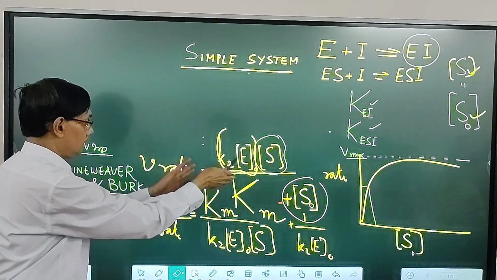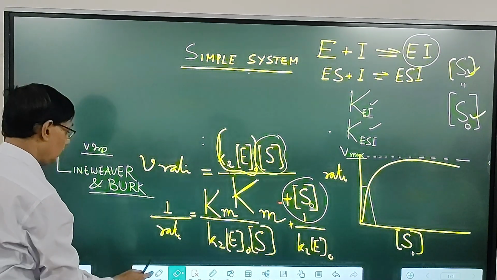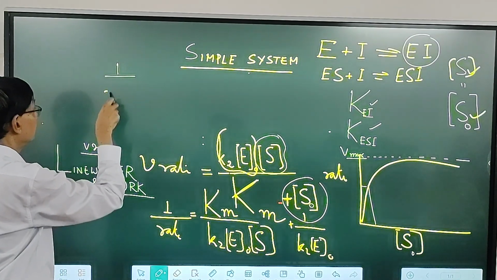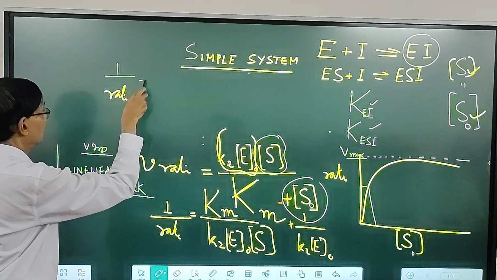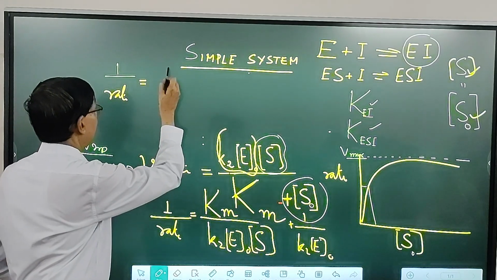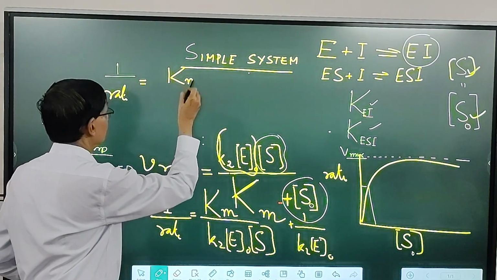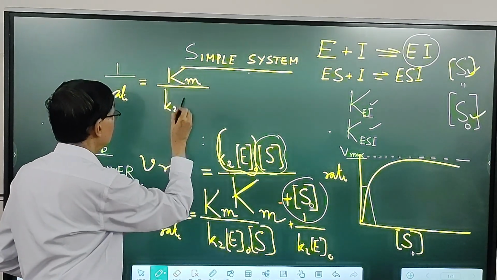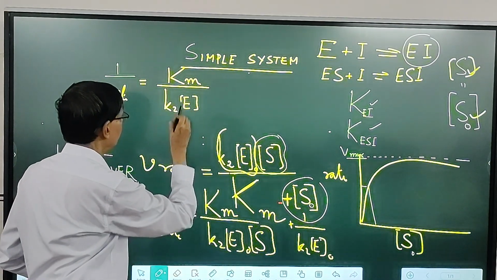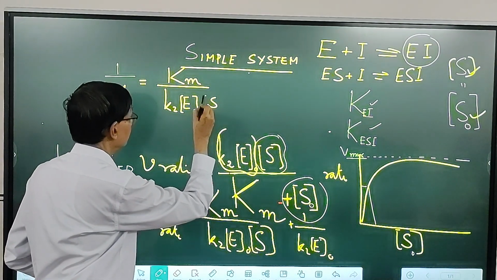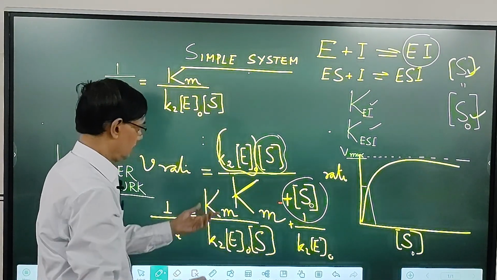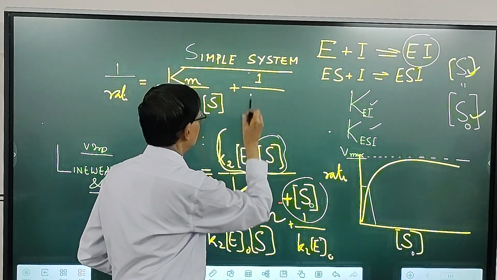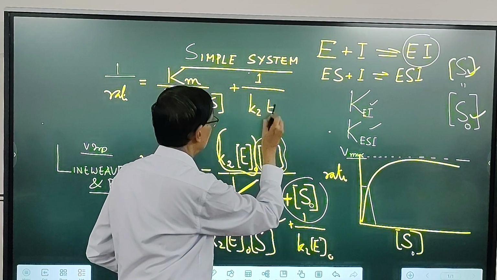So this is Michaelis, and second, again I will write here, no problem. 1 by rate, same thing I will write again, because Km, now my question is that Km, K2, E0 S. Okay, you can solve it. Plus, easy, no S.